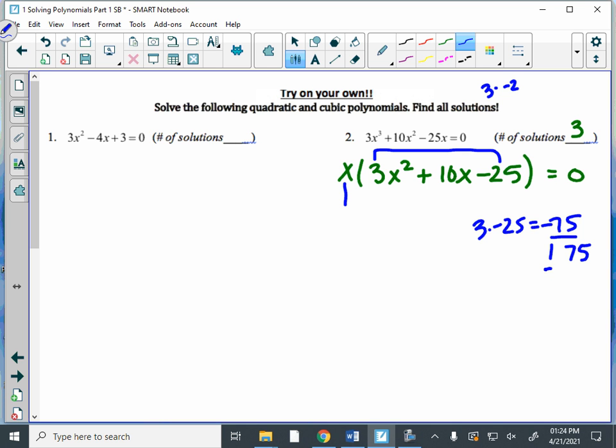2 doesn't work. 3 and 25. 4 doesn't work. 5 and, drawing a blank, I think 15. 5 and 15, which works, right? If we make the 5 negative and the 15 positive, we get positive 10 in the middle. So I can factor this by split the middle.